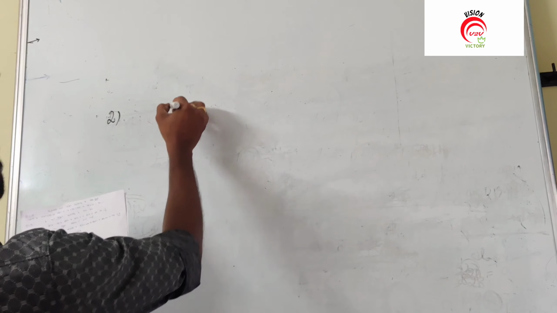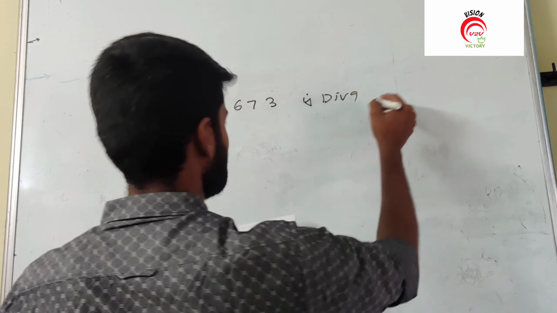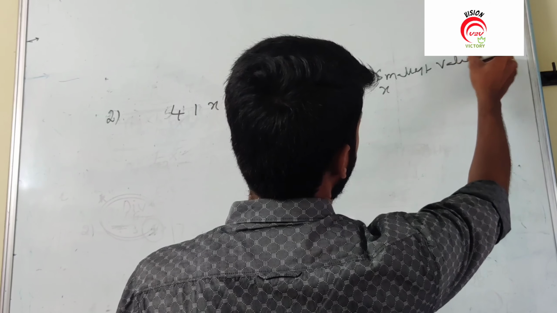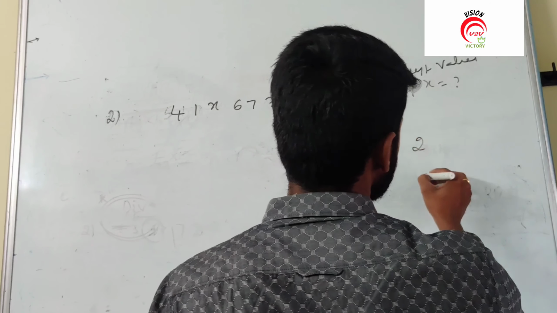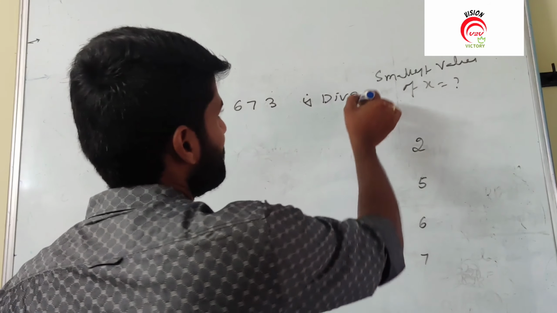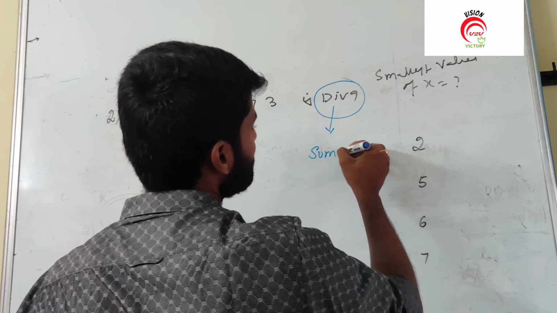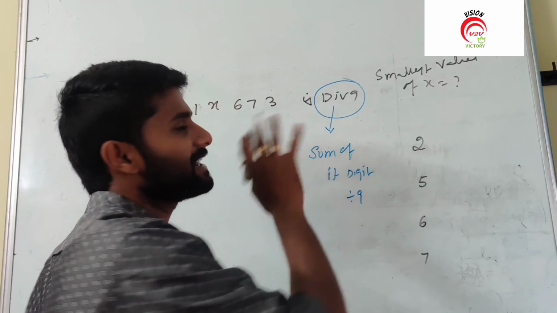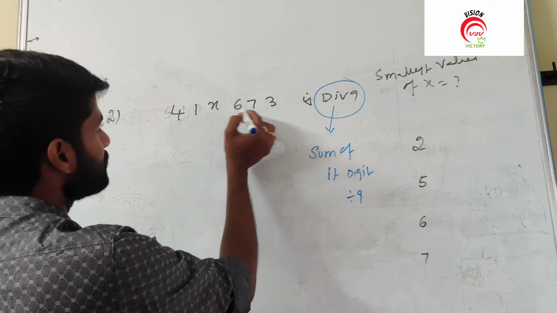Question number 2. 41x673 is divisible by 9. Then what is the smallest value of x? So what are the options there? The options are 2, 5, 6 and 7. Okay, just recollect the information. What is the rule of divisible by 9? The divisible by 9 rule says that if the sum of its digits is divisible by 9, the entire number is divisible by 9. See, focus on the 9. So we know that, just go with addition.